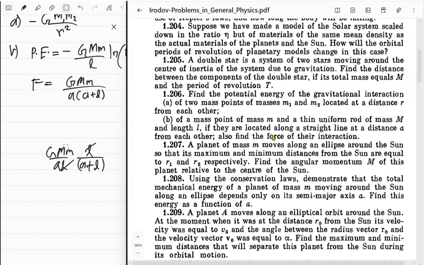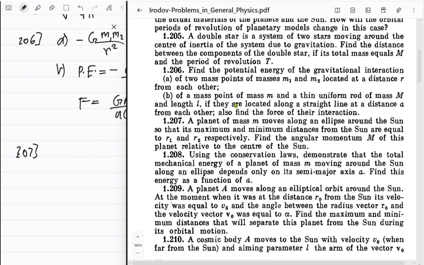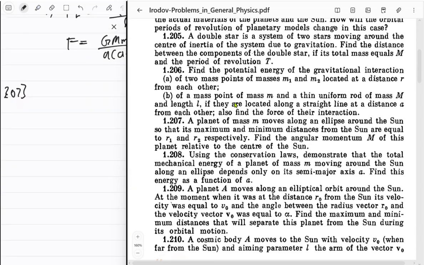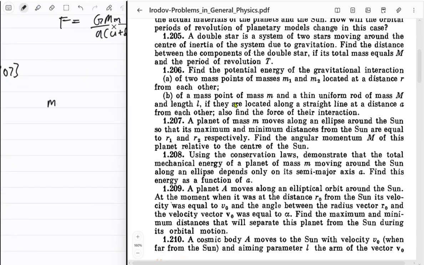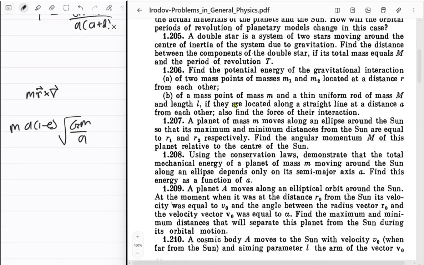Next question, 207. A planet of mass m moves along an ellipse around the sun so that its maximum and minimum distances from the sun are equal to r1, r2. Find the angular momentum of this planet relative to the center of the sun. No big deal. The angular momentum is just m r vector cross v vector, so m r minimum times v maximum. That's m a times 1 minus e. We already did this kind of calculation before, didn't we? Square root of GM upon a, 1 plus e upon 1 minus e.